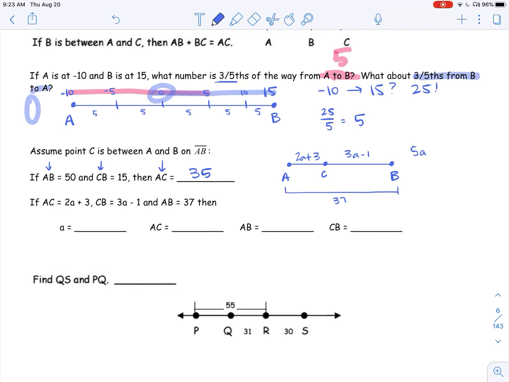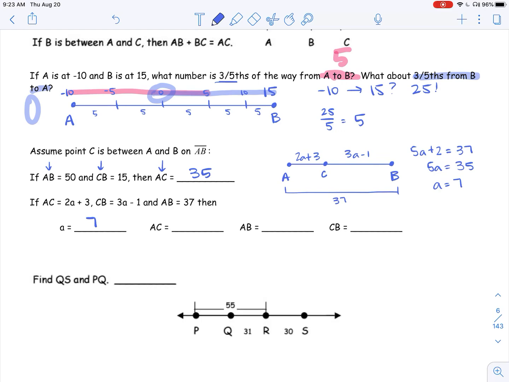A positive 3 and a negative 1 gives me a positive 2. And all of that should equal the total length of 37. So 5A subtract the 2 would be 35, and A would have a value of 7. And just like any other algebra problem, we can plug things in and check it.